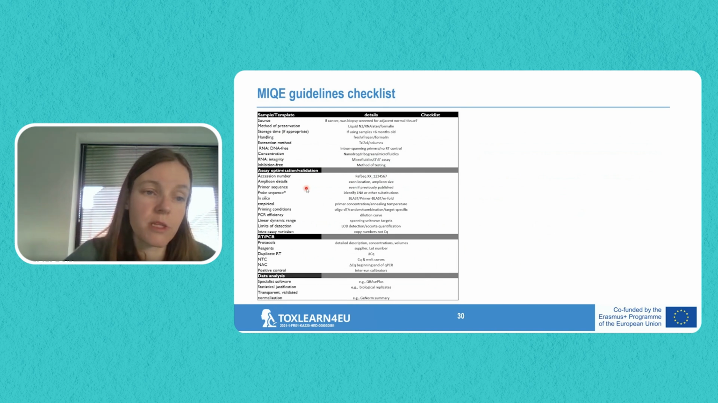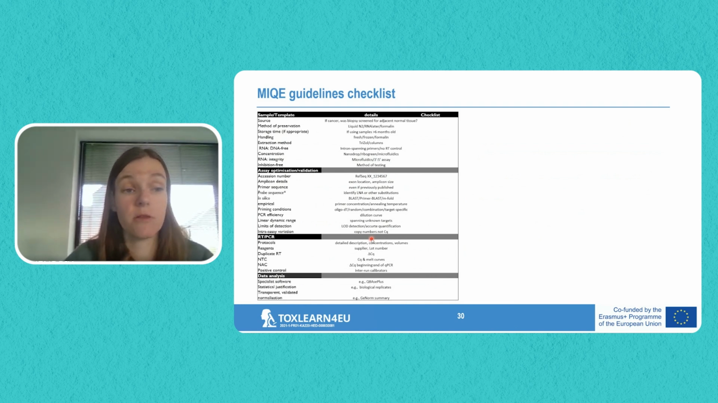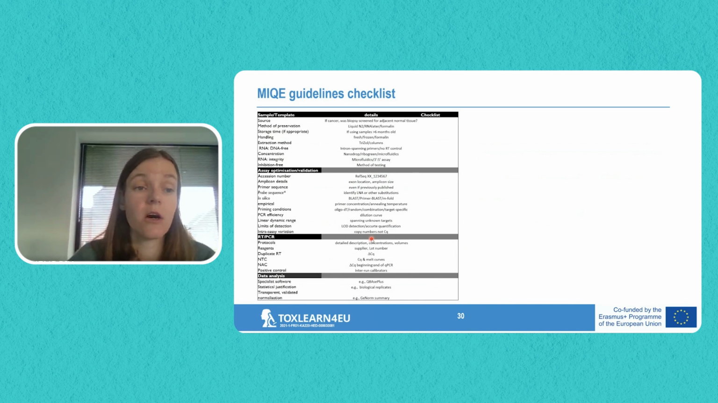So I will not completely go through it, so I will not discuss each of these parameters, but things that should, for example, be specified in a publication on qPCR data are, for example, what is the source of the sample that you obtained? How did you preserve the samples prior to isolating RNA from them? How long were the samples stored? Which method did you use to extract the RNA? How did you determine the RNA concentration and the integrity?